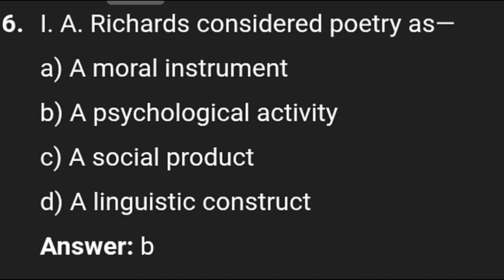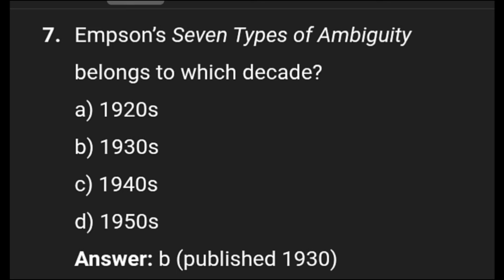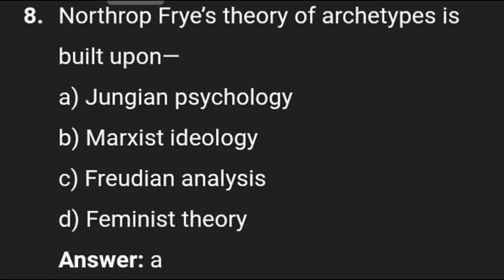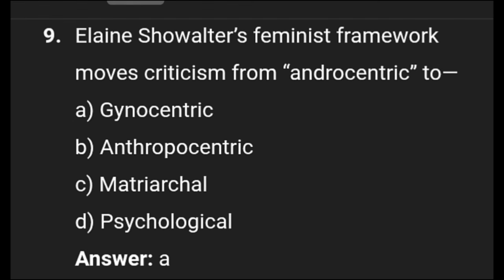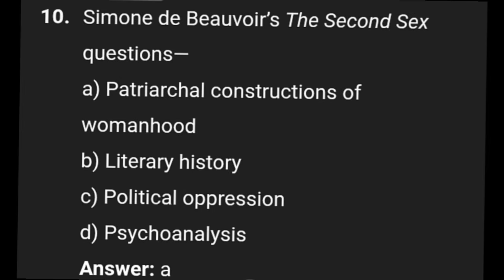Then, I.A. Richards considered poetry as a psychological activity. Empson's Seven Types of Ambiguity belongs to which decade? 1930s. Then, Northrop Frye's theory of archetypes is built upon Jungian psychology. Then, Elaine Showalter's feminist framework moves criticism from androcentric to gynocentric. Simone de Beauvoir's The Second Sex questions patriarchal constructions of womanhood.